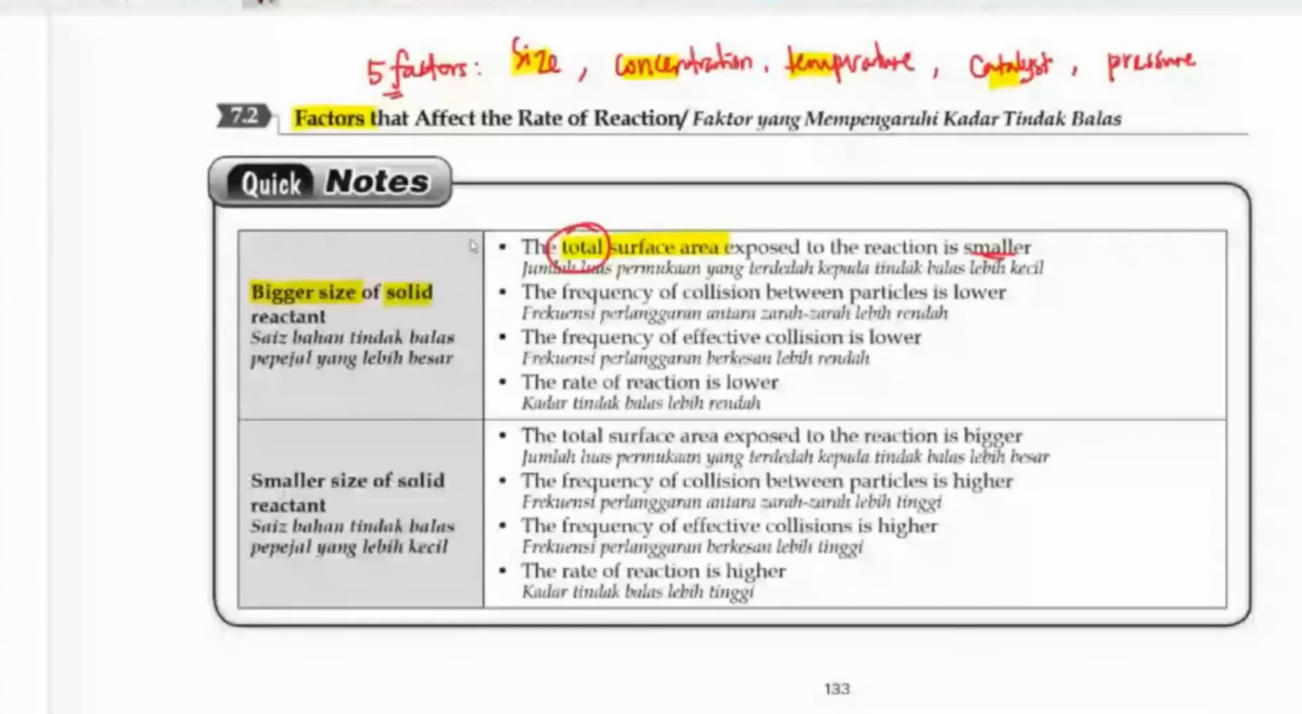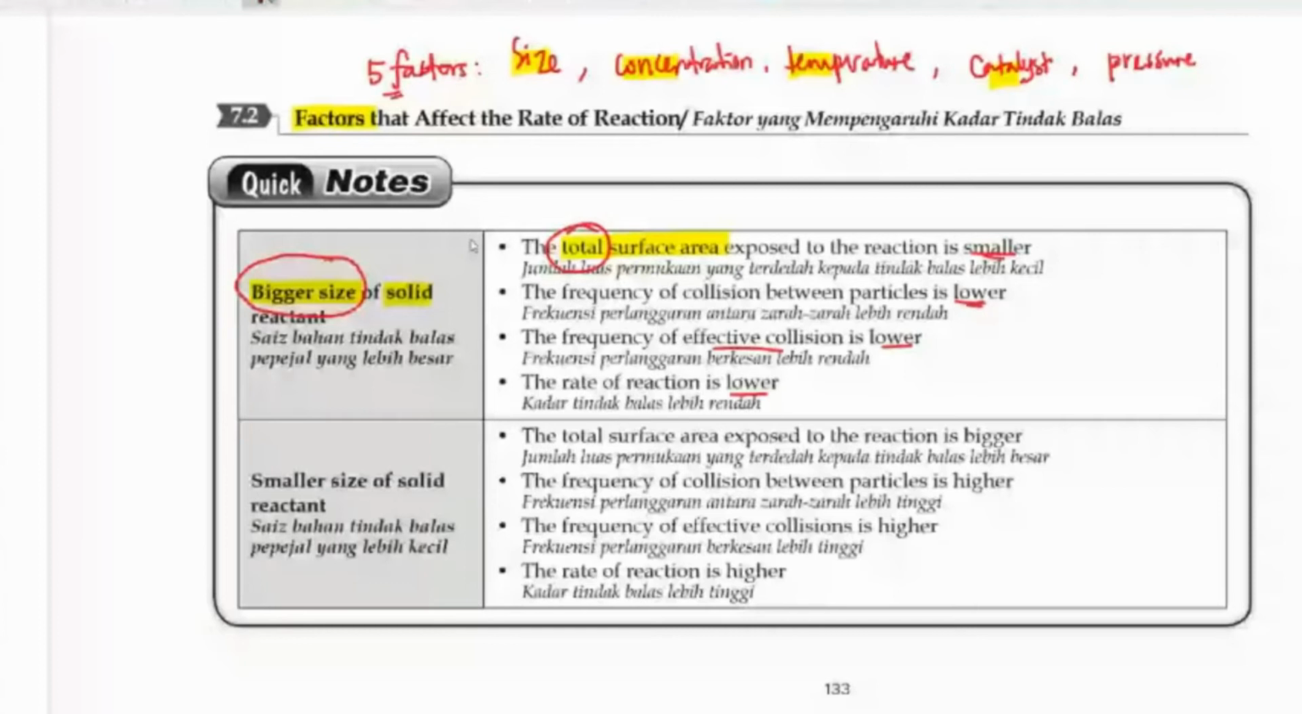Now, frequency of collisions between particles is lower. Here it is already in the collision theory. So frequency of collisions between the particles is lower, then frequency of effective collisions is lower also, so the rate of reaction is lower. So summary: bigger size, the rate of reaction will be lower. Smaller size is totally reverse. Maybe later I'll show you why.